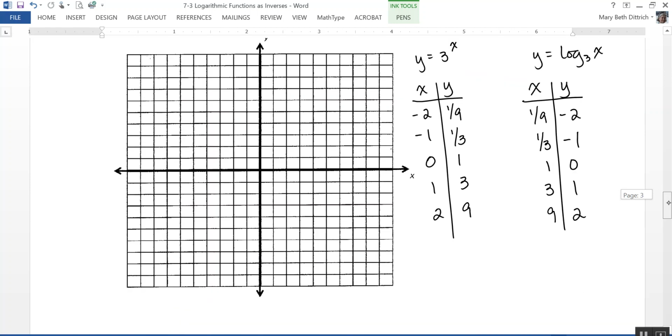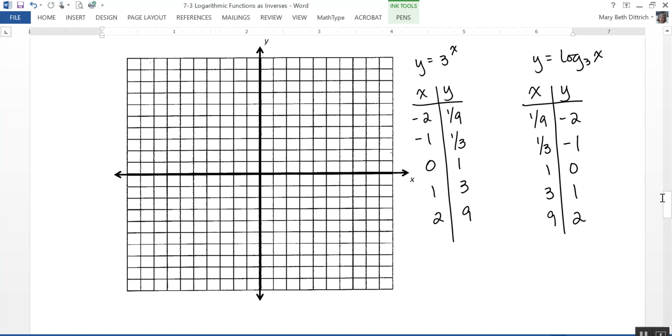And let's go ahead and graph those points. So 1/9, -2, it's impossible to graph 1/9, but it's going to be something like that. 1/3, -1, 1, 0, 3, 1, and 9, 2. So actually this part of it kind of looks like the square root function that we graphed in the last chapter, but then we have this part which approaches the y-axis but never touches it. So there's my graph of y equals log base 3 of x.